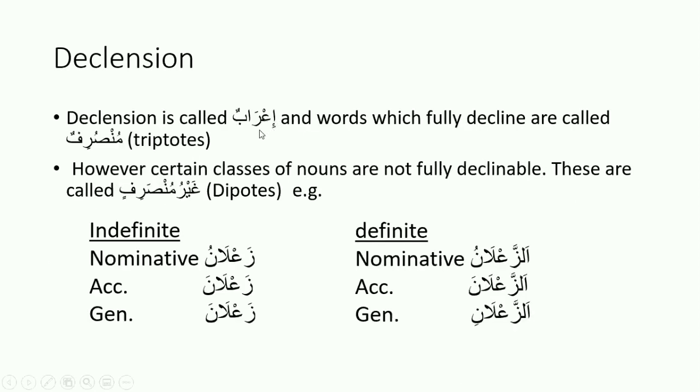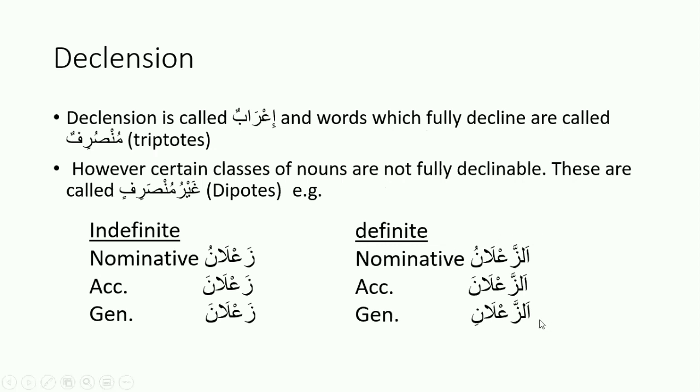Declension, which we call i'rab in Arabic, is the process of nouns accepting the three cases we just mentioned. And words which fully decline are called munsarif. However, there are certain classes of nouns which are not fully declinable. These are called ghair munsarif, diptotes. To give an example, have a look at this word, za'lanu.